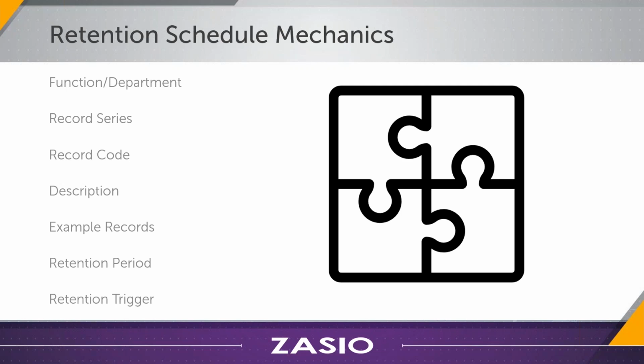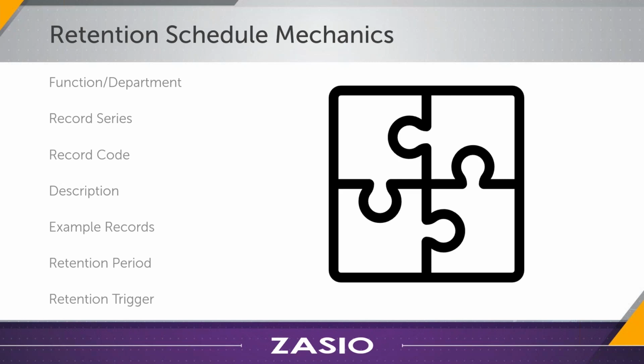So lastly, then, you're going to have the retention period. The retention period is the rule that the record series and what it contains must follow. The retention period is composed of two parts: a trigger plus a period of time. So the most common triggers for a retention period are creation or active, but other retention triggers are possible.